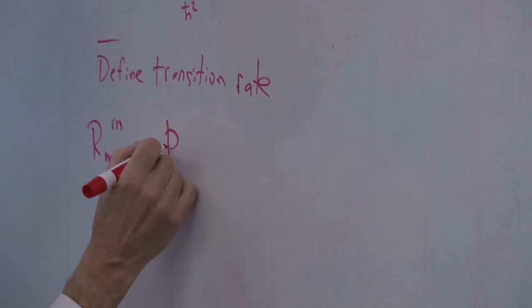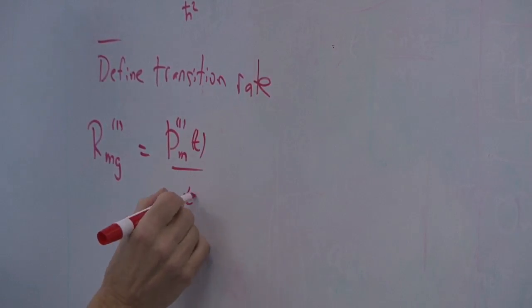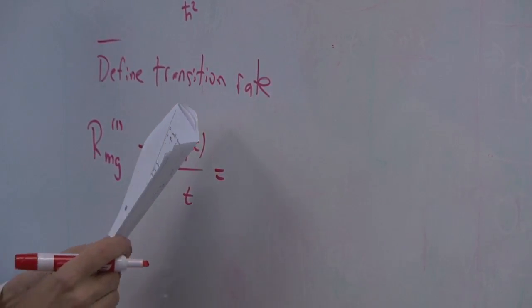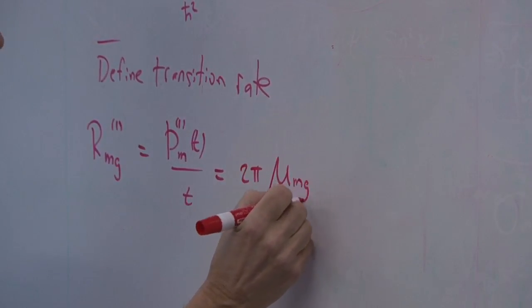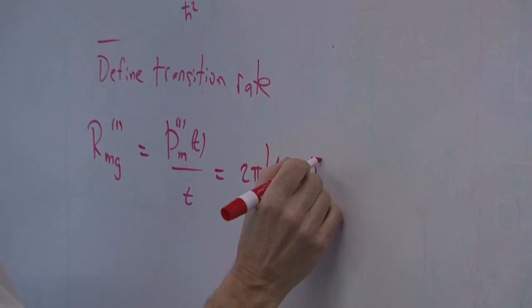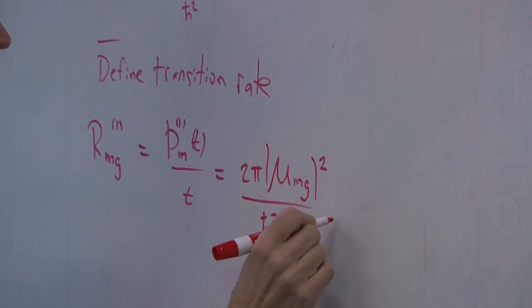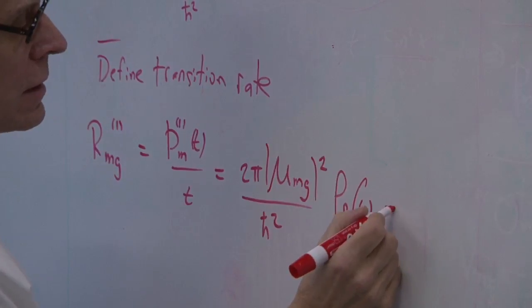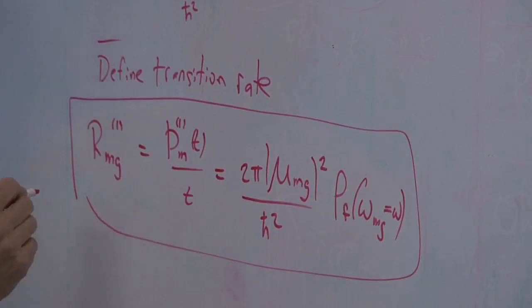So the rate is just the probability to be in level m at time t divided by the time t. So this is 2 pi mu mg E squared over h bar squared rho f, omega mg equals omega. So this is what people refer to as Fermi's golden rule.